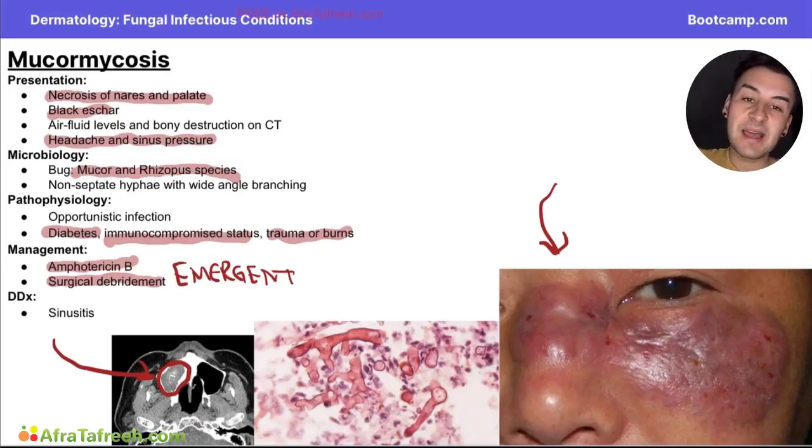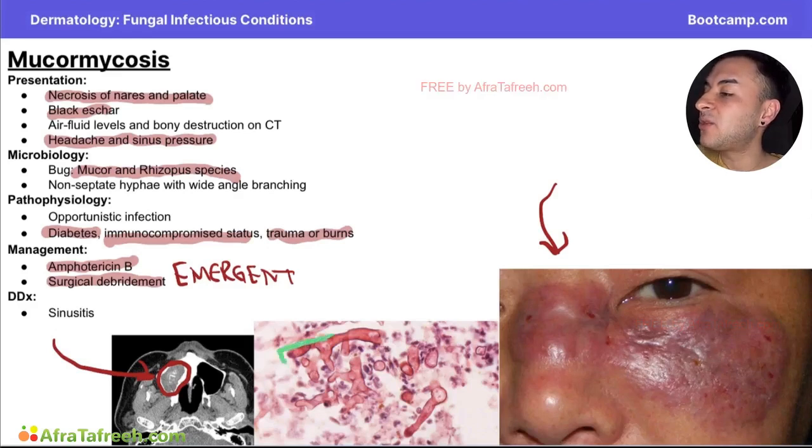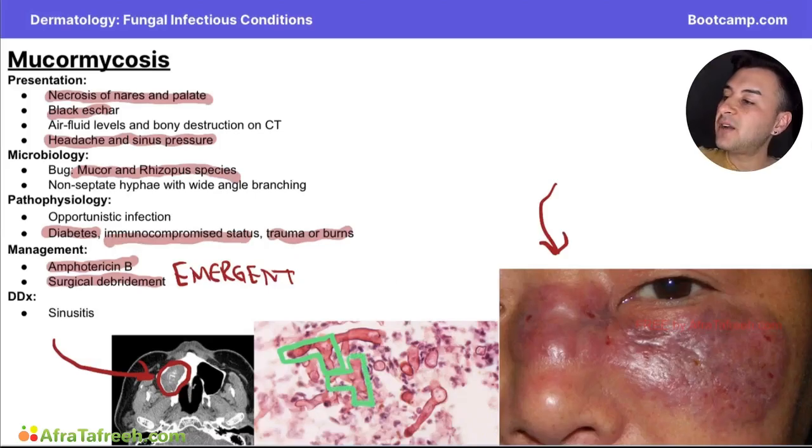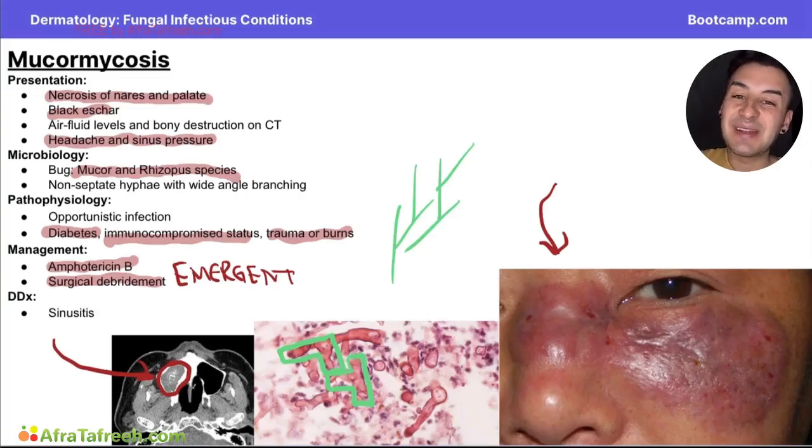Additionally, one thing that questions might try to trip you up on or give you a clue is what this looks like under microscopy. So these are described as non-septate hyphae with wide angle branching. And the wide angle essentially means that these fungi branch at a 90-degree angle. And you can kind of appreciate the 90-degree angles that I drew here, as opposed to other fungi which might grow with a much narrower acute angle growth pattern. So that's another thing to look out for so you can nail this on test day.